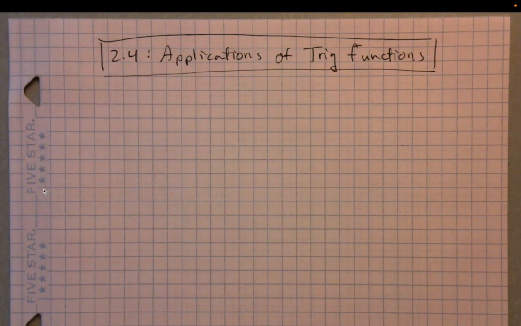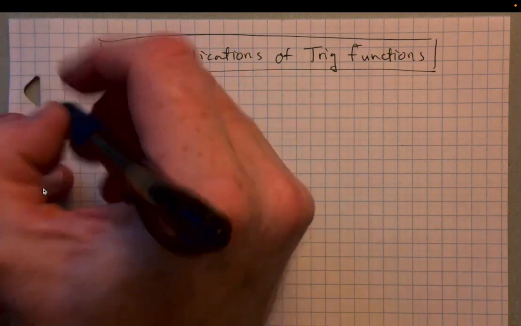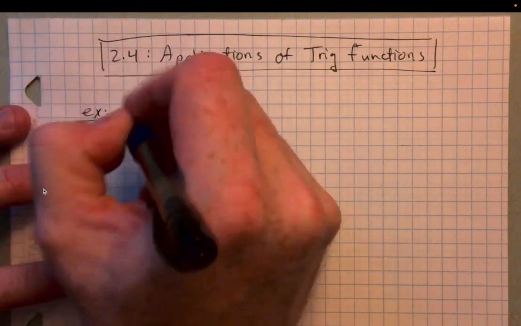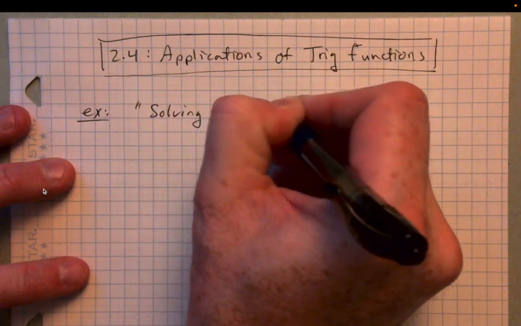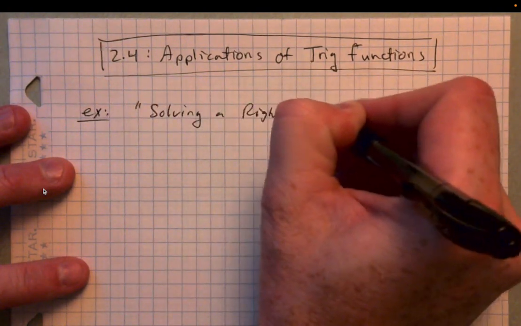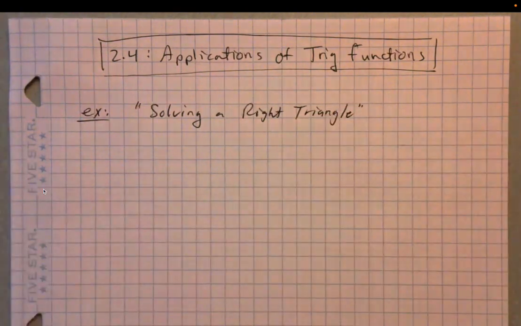The first one I want to talk through is fundamental, and something we'll talk about in more detail later, and that's the solving of a right triangle. So our first example is going to be solving a right triangle. And what do we mean by solving a right triangle?